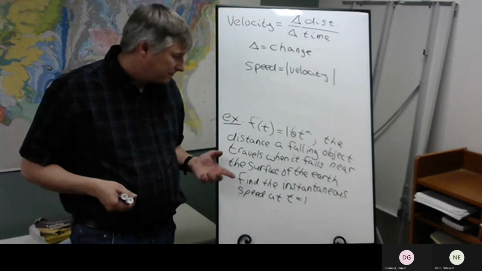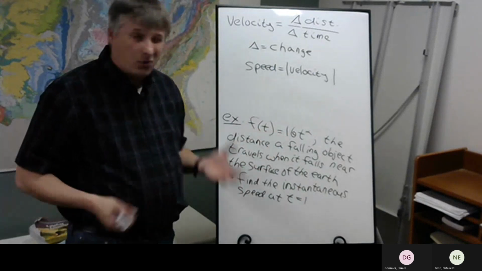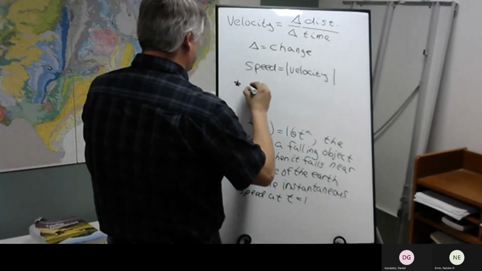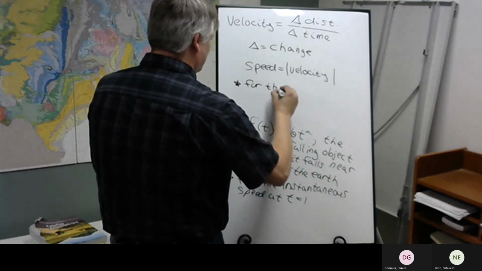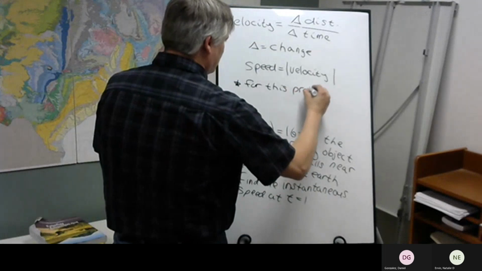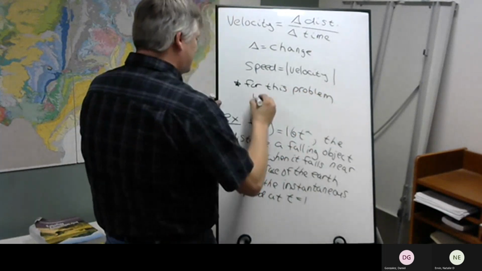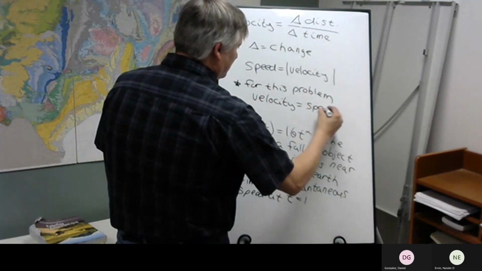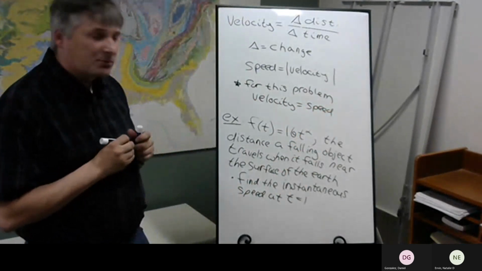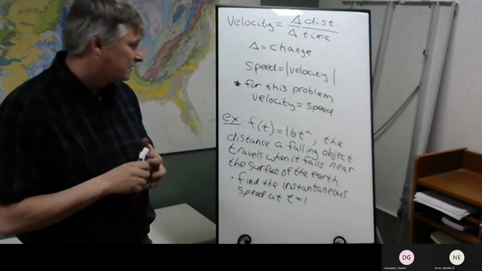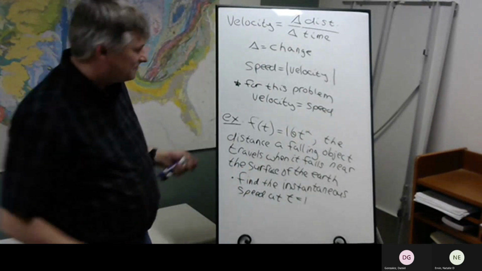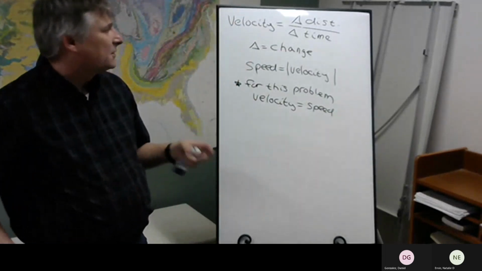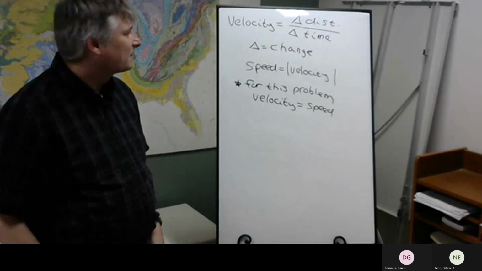In this problem, this distance formula is always going to be positive. So for this problem, our velocity will equal our speed. So we're not going to have to worry about absolute value in this case. And the reason is our distance is always going to be getting bigger and bigger and bigger.